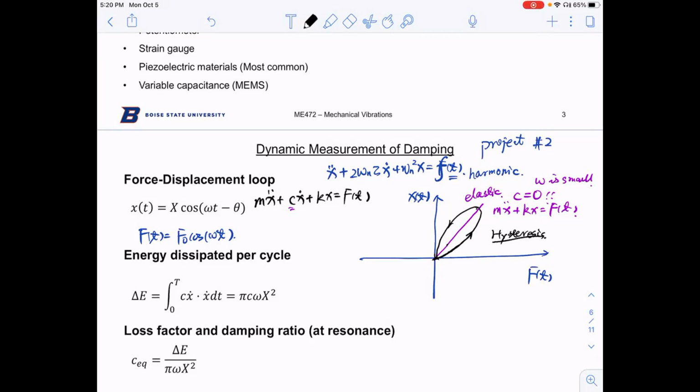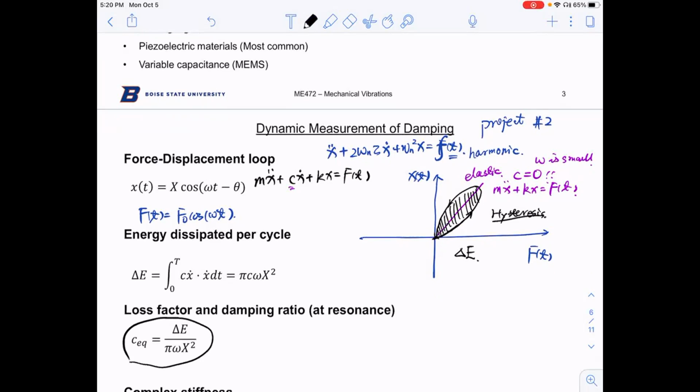You're going to see this a lot if you work with rubber or any elastomer materials. The area enclosed by this loop, we call it delta E. This delta E is your energy dissipated per cycle. So from this delta E, you can find your C coefficient. Your C coefficient is just delta E over pi omega X squared, where big X is the amplitude of that loop, which is the maximum value of that loop.